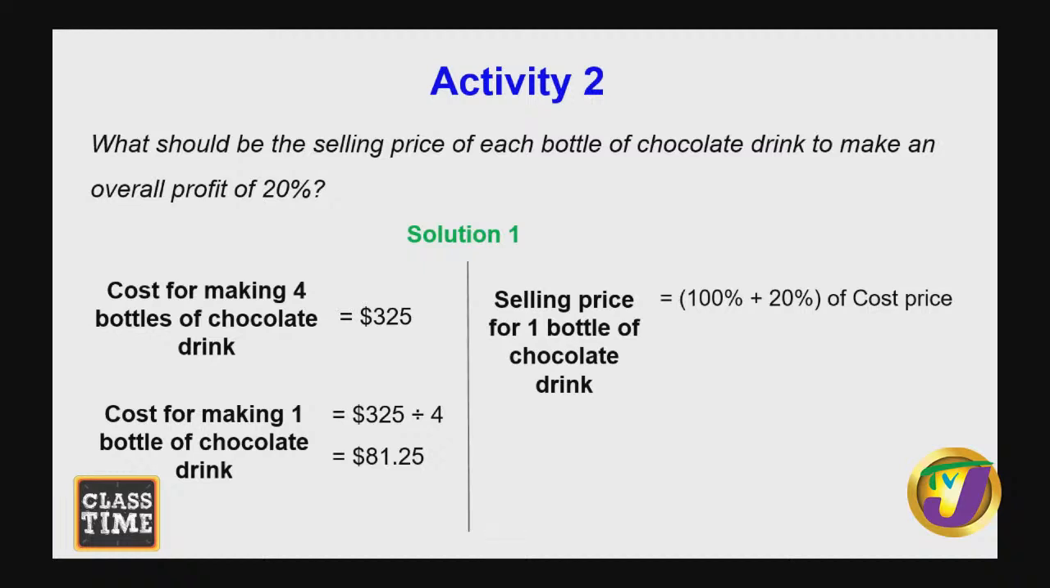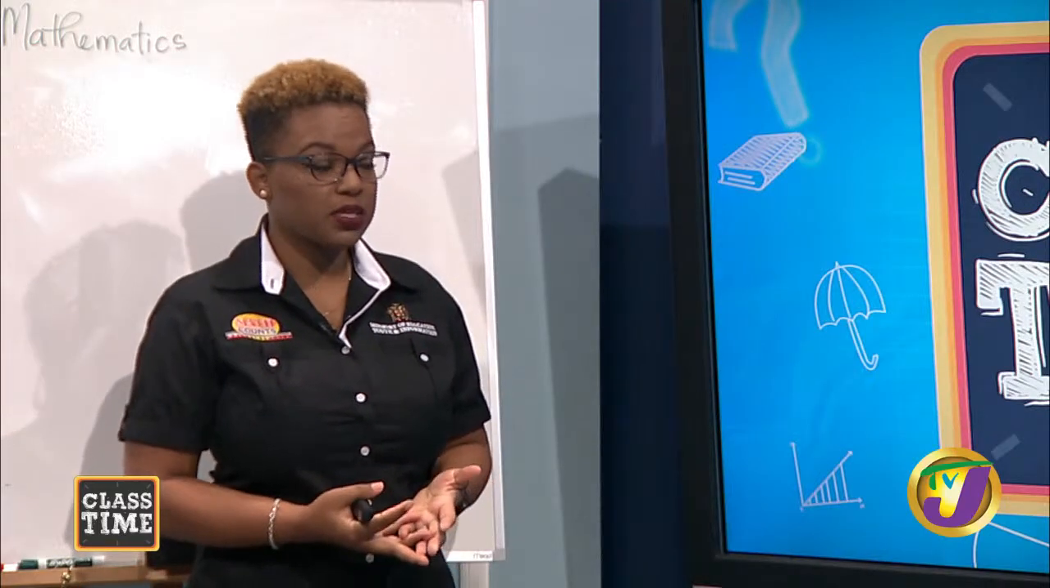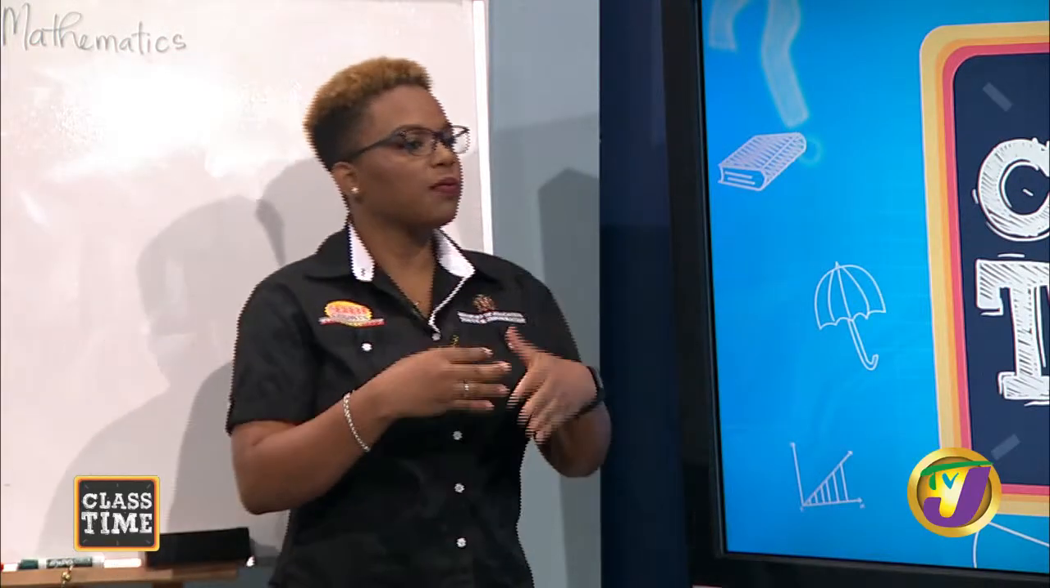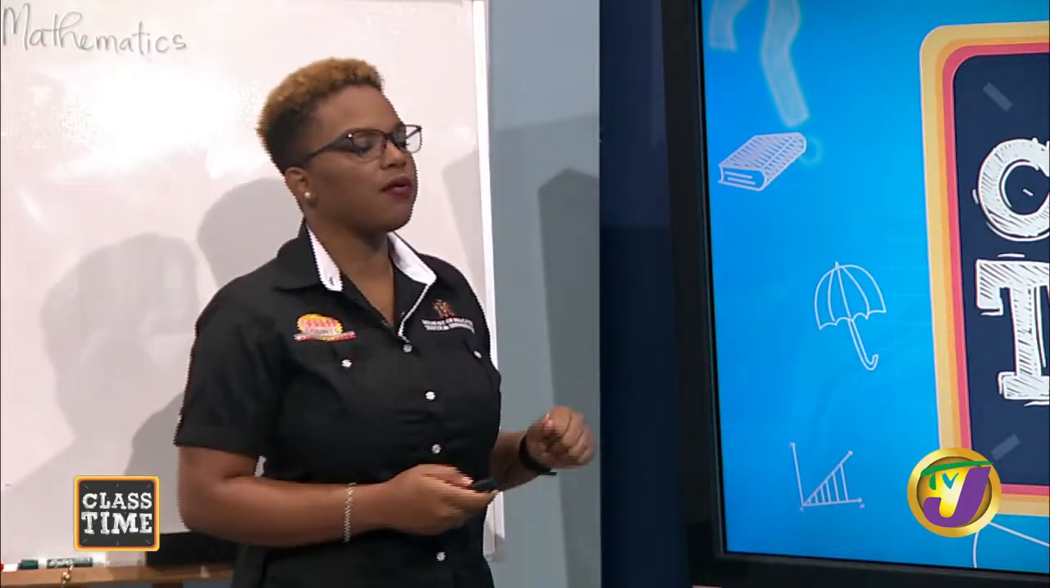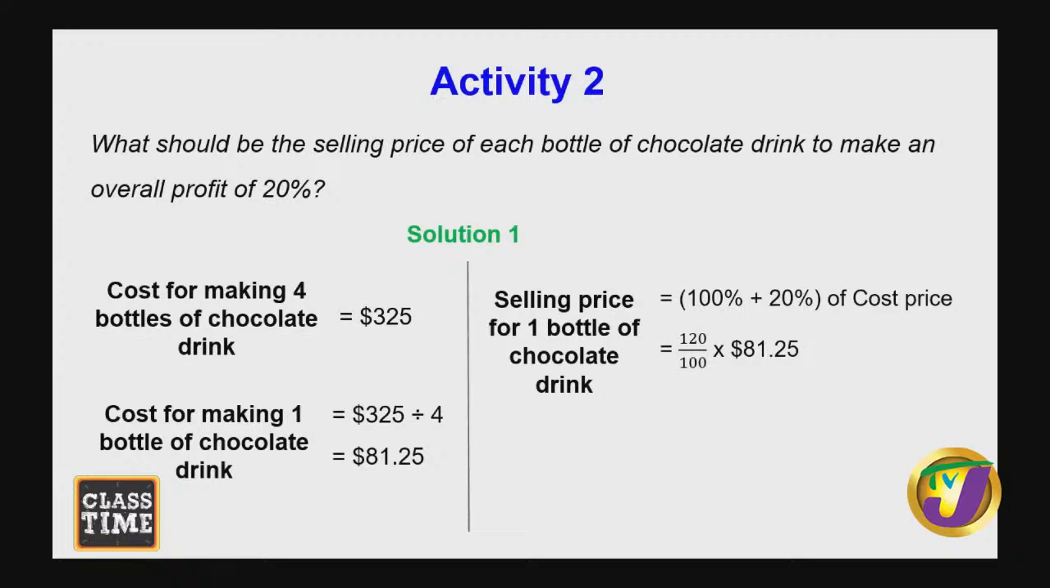So we're finding 120% of the cost price here. The cost is our 100%, the starting price. And so we're adding on that profit of 20%, which gives us a selling price of 120% of the cost price. There you go. So the rest is a pretty simple calculation. We have 120 divided by 100, because we know percentage is out of 100, multiplied by $81.25.